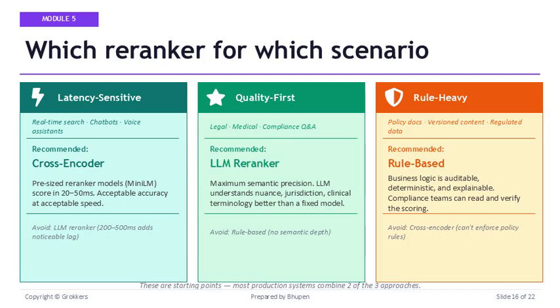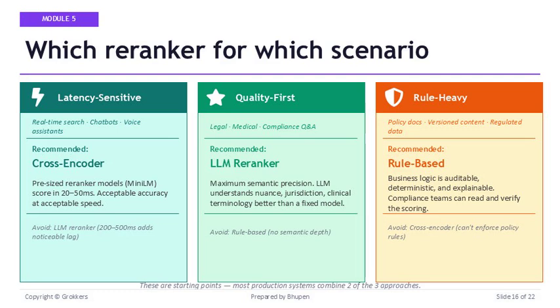Scenario 1. You are building a real-time chatbot or voice assistant. Users expect answers in under a second. Use a cross-encoder. Models like Mini-LM score in 20 to 50 milliseconds. Good enough accuracy at acceptable speed. Do not even think about an LLM Reranker here. 200 to 500 milliseconds of extra latency and your users will leave.